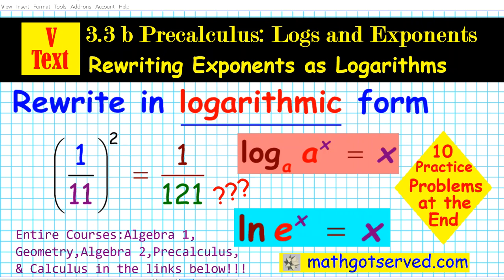In this clip, we're going to be going over section 3.3b of our virtual pre-calculus text on logarithms and exponents. In this particular presentation, we're going to be taking a look at how to rewrite exponents in logarithmic form. The kind of problem we'll be attacking in this presentation is depicted here. We write in logarithmic form, 1 over 11 squared equals 1 over 121.